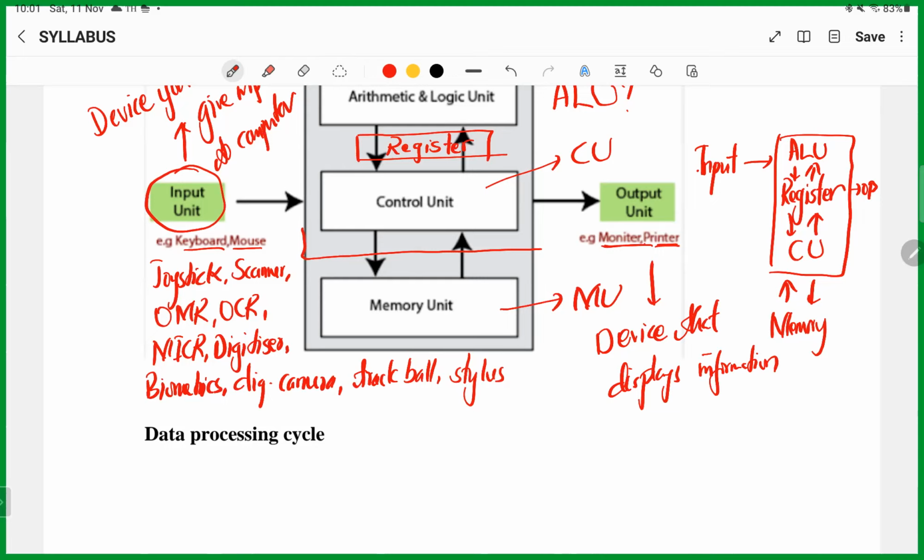Scanner is an input device, right? You use the scanner to give input. But printer is an output device. You get the result out of it. You scan and either convert it into a PDF as a soft copy, or you create a hard copy through the printer. That is a catch here.